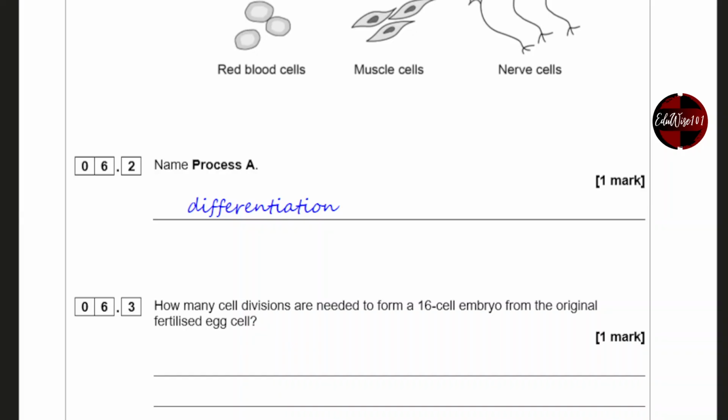How many cell divisions are needed to form a 16-cell embryo from the original fertilized egg cell? So you start off with one cell. After one division, it becomes 2. 2 becomes 4. 4 becomes 8. You're multiplying it, right? And then 8 becomes 16. So that's your first division, second division, third, and the fourth division. So you need 4 divisions.